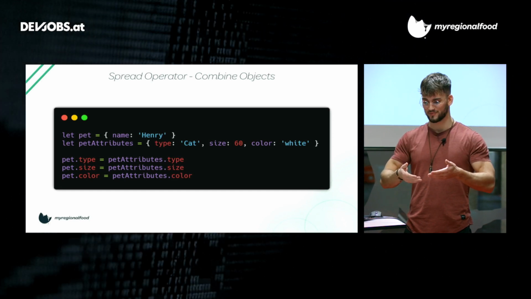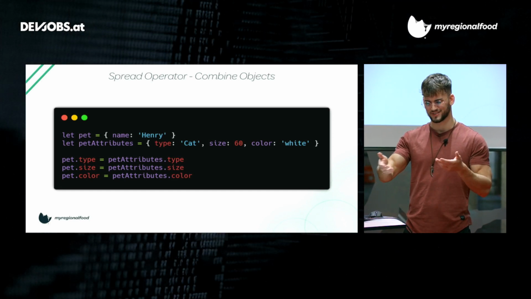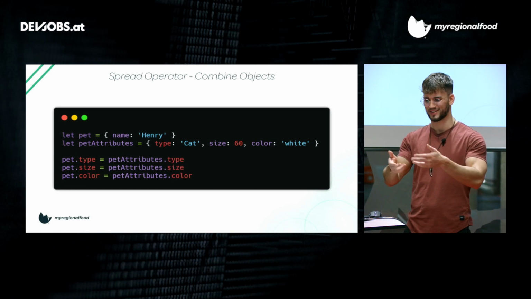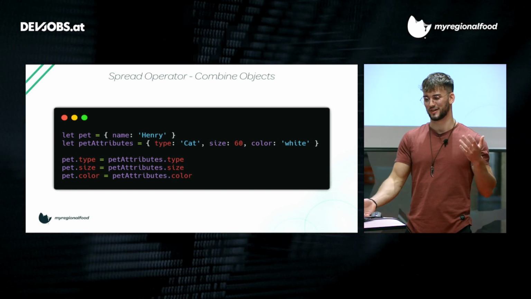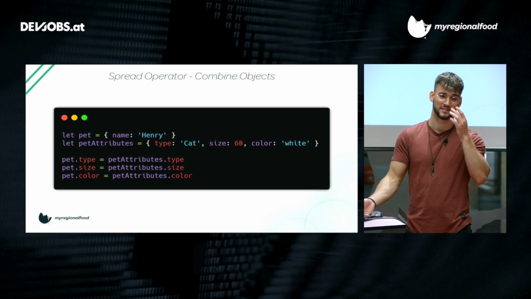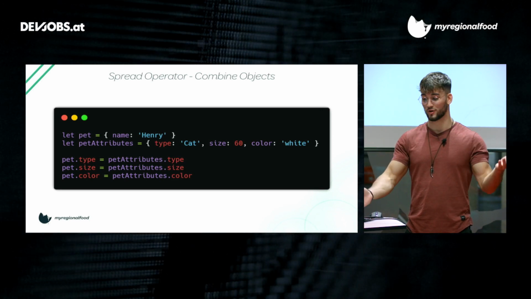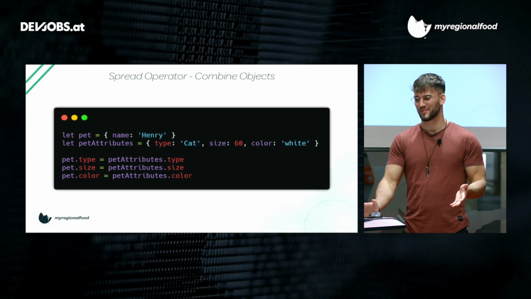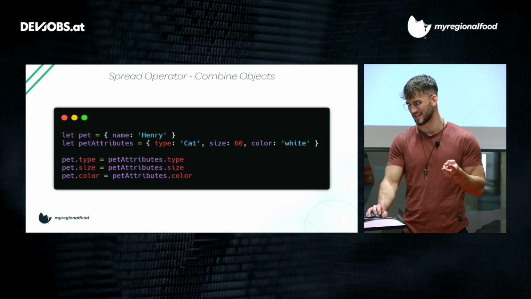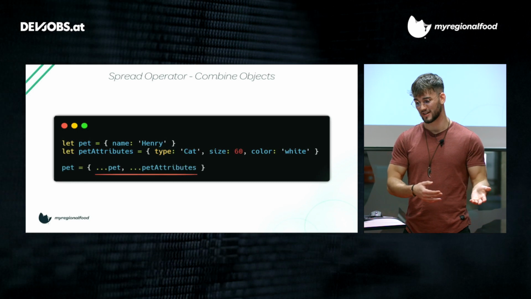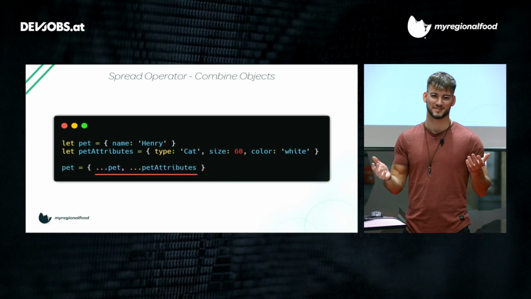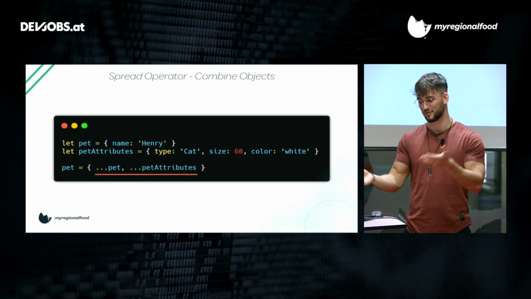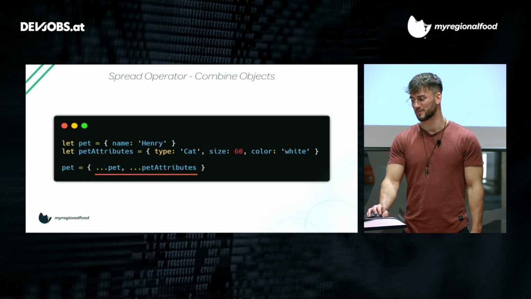You want to combine them, and you could do it this way by setting the pet type to the pet attributes type, but this gets very tedious because, for example, you may have an object with about 80 or more values. It gets a bit dirty in programming sometimes, you know. So you just take those 2 objects and assign them to the pet again, and spread out both values. This is a very good lifesaver if you have huge objects.